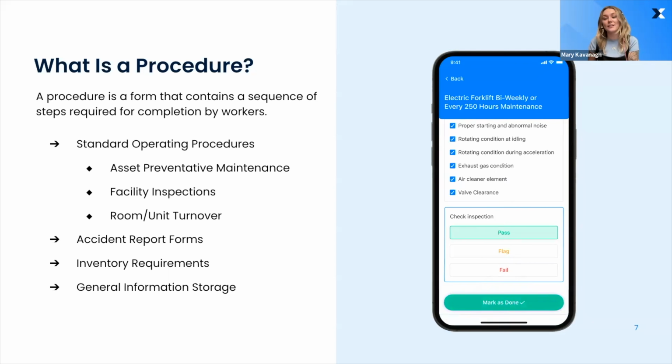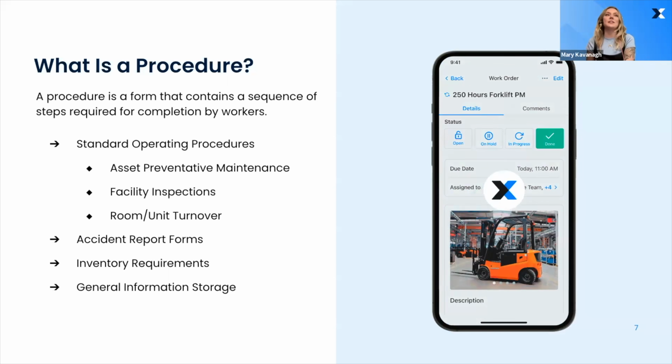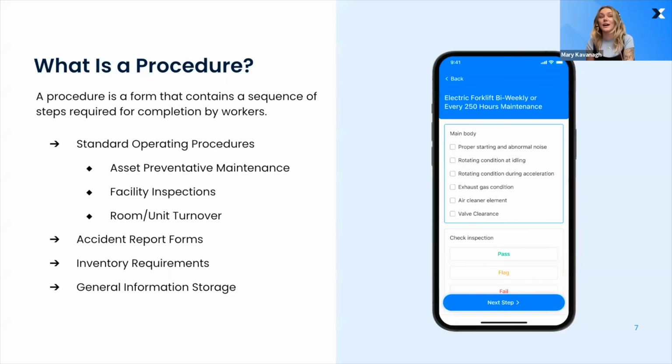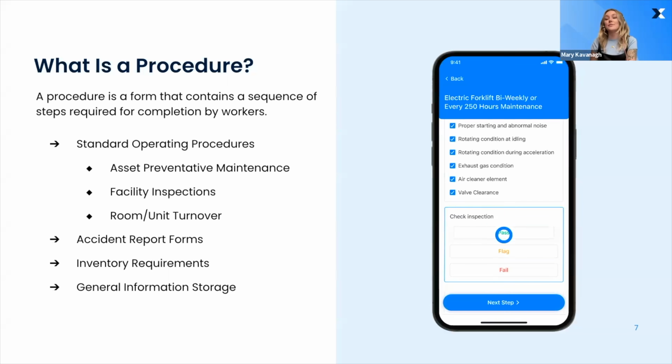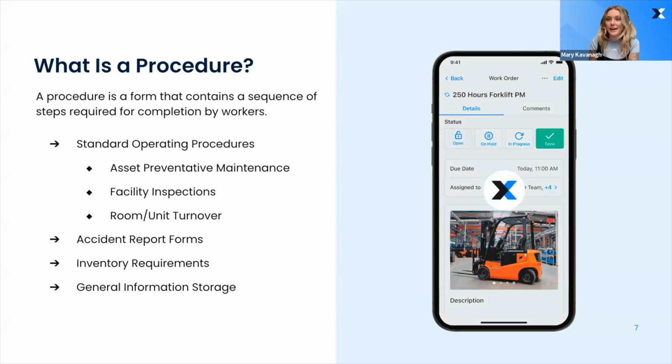Some of the most common things I have seen from my customers would be standard operating procedures. That could be preventive maintenance for your assets. It could be facility inspections, or it could be room unit turnover checklists. Those are some things that come up quite often.